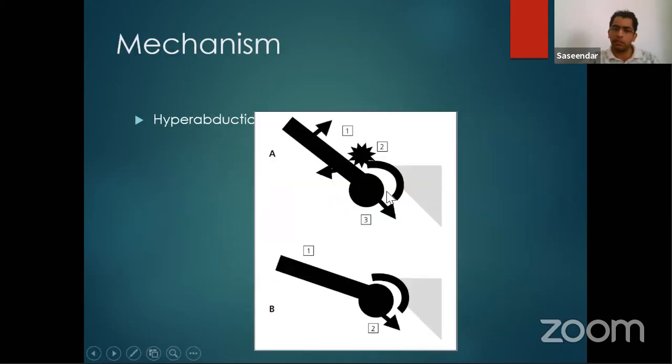Okay, how does it happen? Most of the time it's an indirect injury because of a hyperabduction mechanism. What happens is that the acromion on top impinges on the neck region of the humerus, and the head is levered out into the inferior aspect of the humeral head.